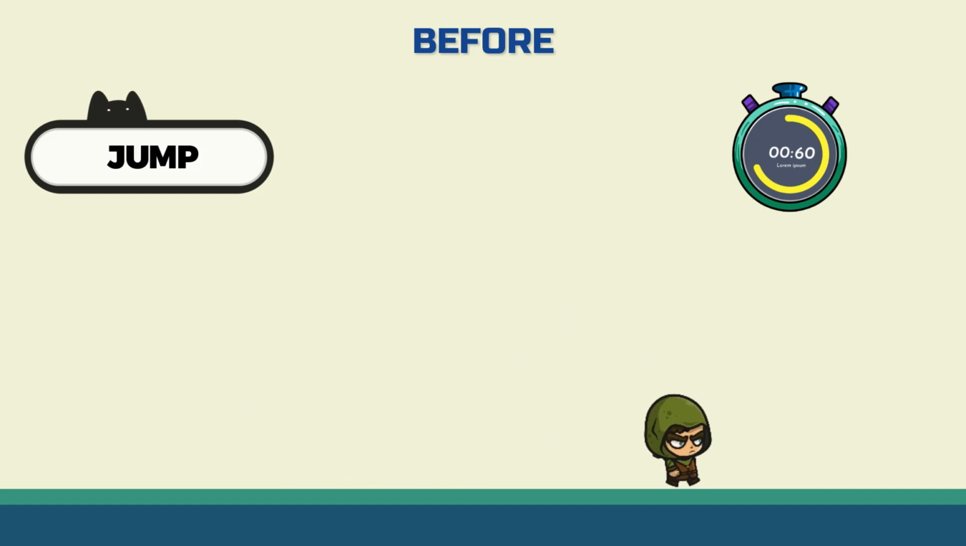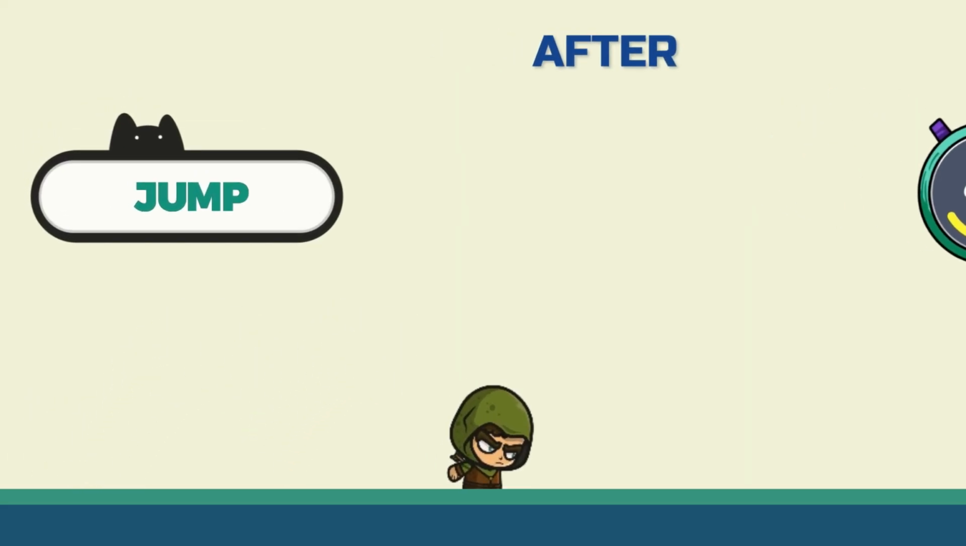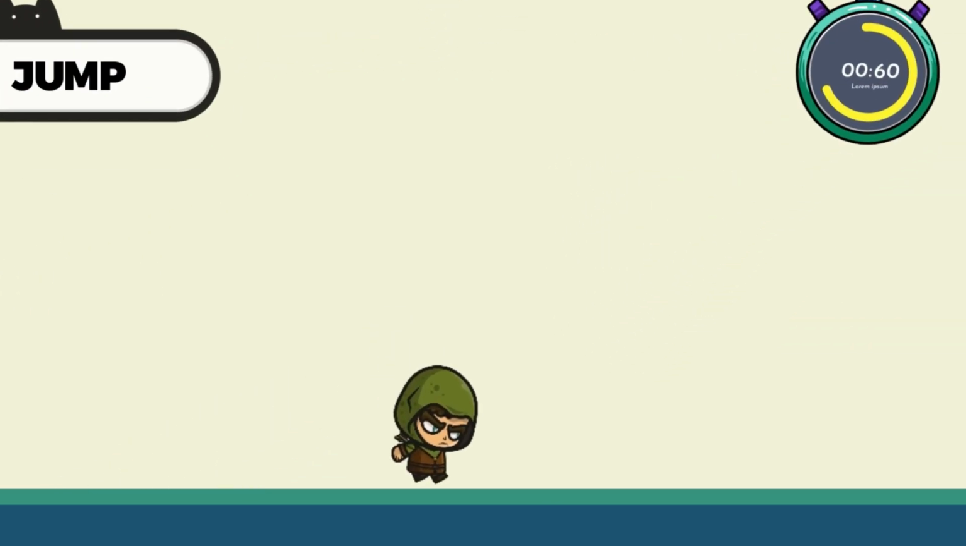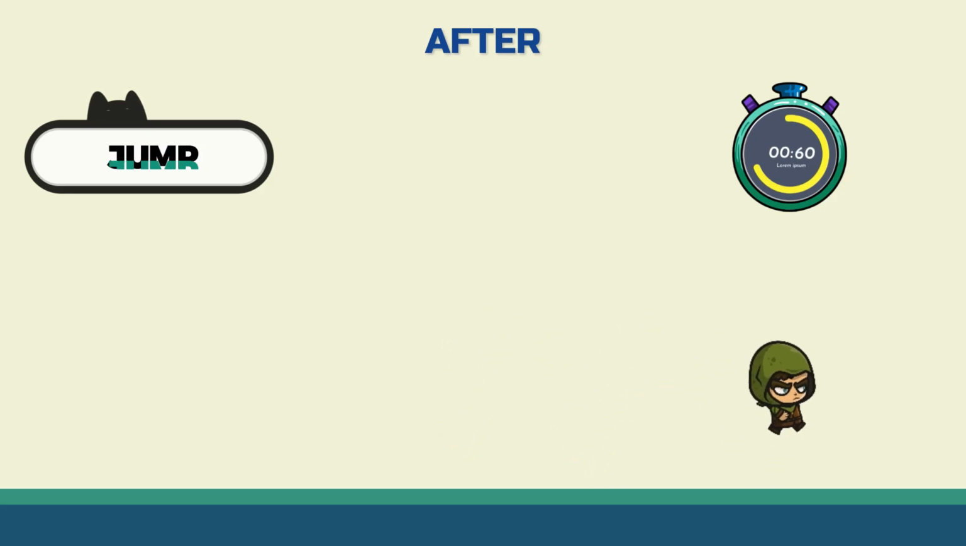Now, let's see what happens when we enable the jump buffer. Again, the player presses the button slightly before landing. You can see the timer starts counting down immediately. This time, the moment the player touches the floor, the game checks if that timer is still active. Since it is, the jump triggers automatically.